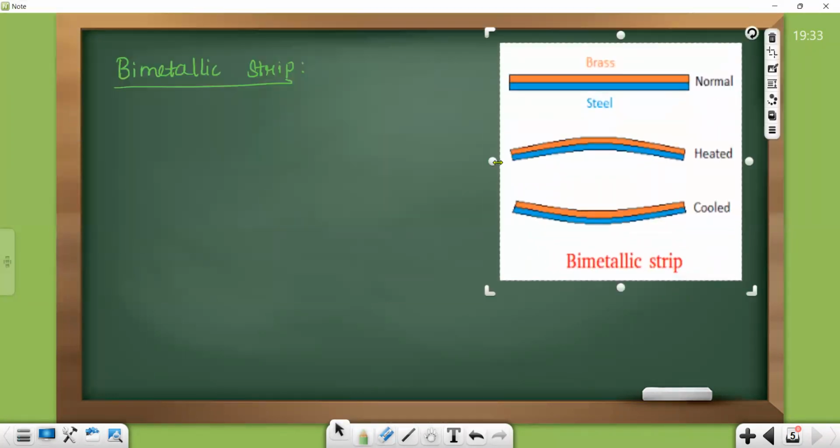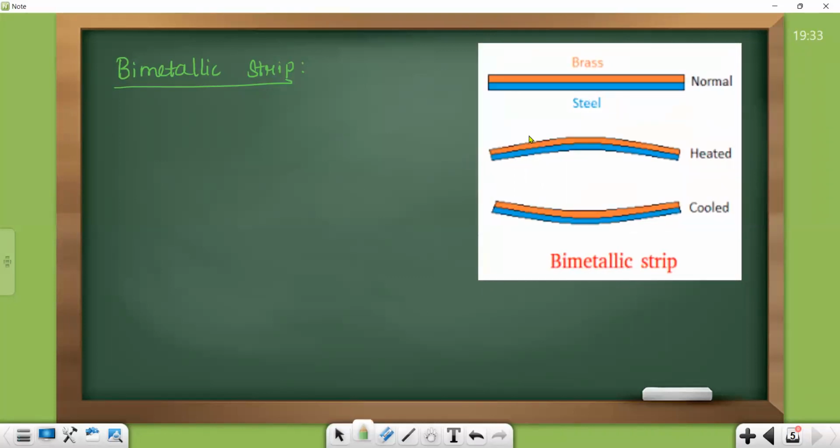Can you see here? Yeah, ma'am, we can see the image. So the brass and steel here, first they are heated and then cooled. This is a bimetallic strip. The principle involved is unequal expansion and contraction of different materials on heating. When heated, brass expands more and its greater length puts it on the outside of the curve. Can you see? Brass expands more.